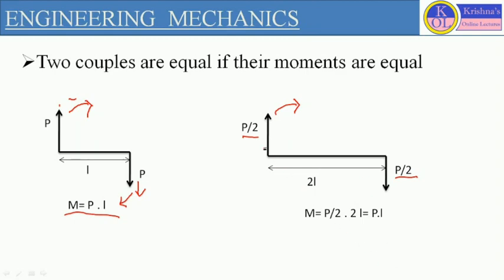If we define the moment for this condition, it should be force into the perpendicular distance between these two forces. Either we can take this or we can take this. So the moment will be equal to P by 2 into 2L, which is P into L. So here the moment of the couple is equal. Two couples are equal if their moments are equal. So we can say the moment of the couple for these two conditions is equal, and these two couples are equivalent. So these are some properties related to couples.